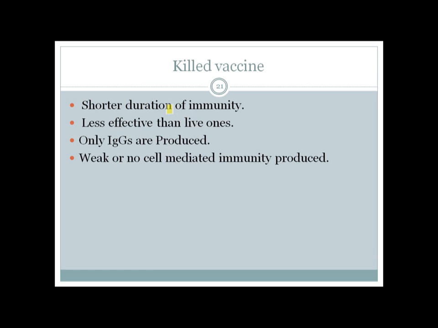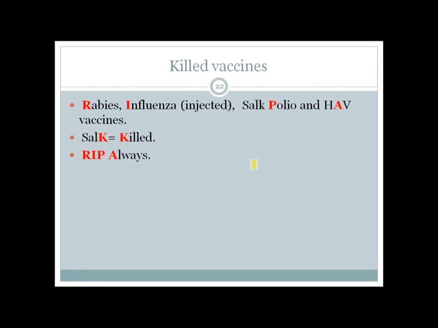And the killed vaccine has some distinct advantages and disadvantages. The advantage is that a killed vaccine cannot revert to virulence, but the disadvantages are that it has a shorter duration of immunity, it is less effective, and only IgG is produced, in comparison to the live attenuated vaccine, which can produce both IgA and IgG. And the killed vaccine does not stimulate cell-mediated immunity as much as the live vaccines do.